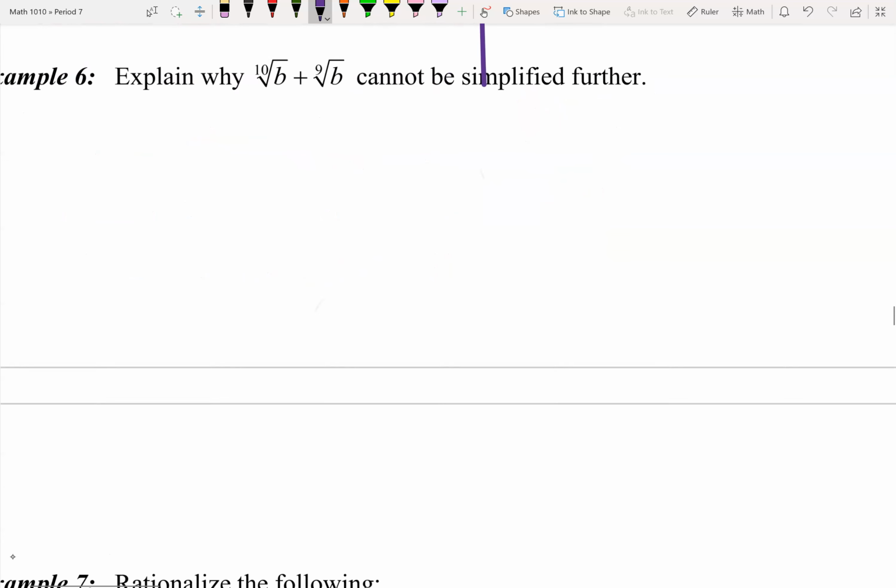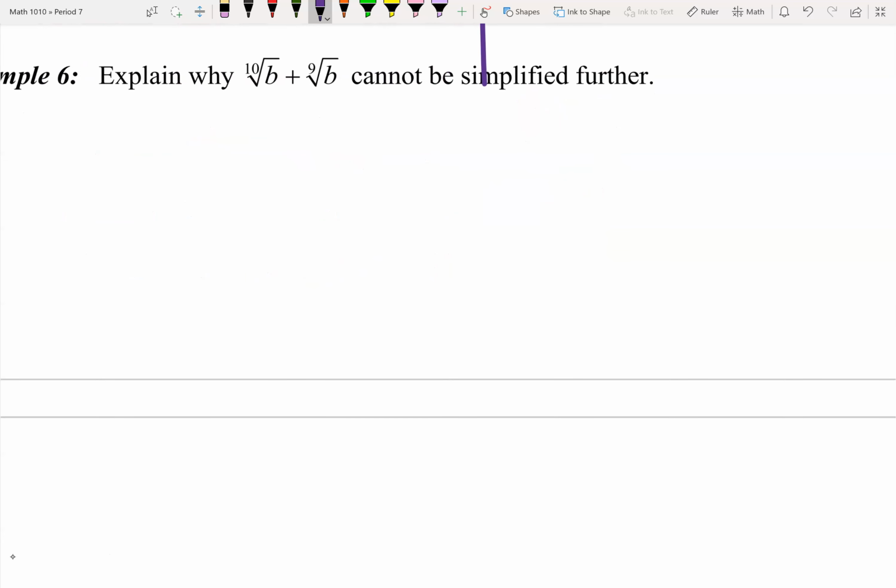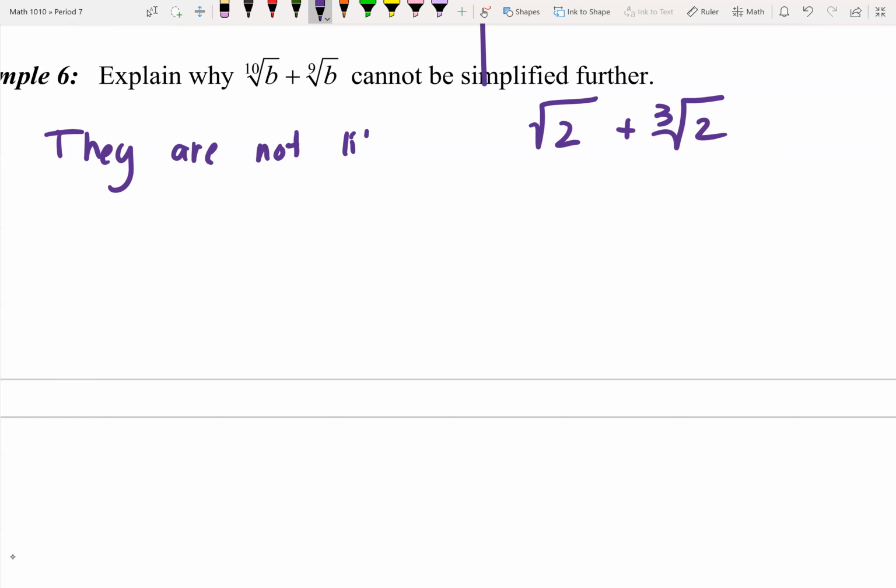Okay? Okay, look right here. Can the 10th root of B be added to the 9th root of B? Yes or no? That's like this: the square root of 2 added to the cube root of 2. Can I add those together? No. So why can't they? I'm just going to say, they are not like terms. That's like x plus y. So I can't add them together. They're not like terms. Okay?